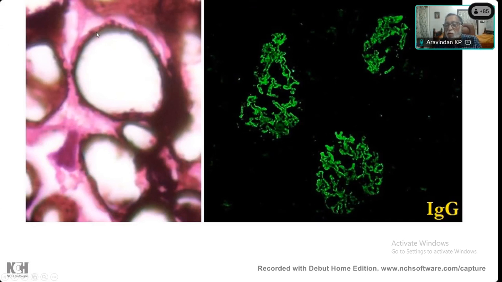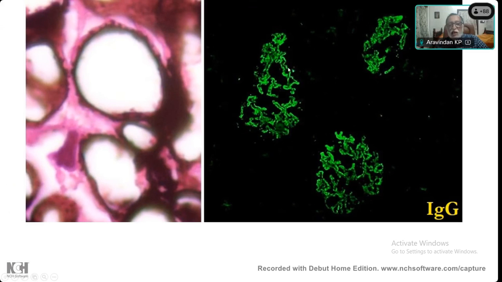Silver stains, the problem is that unless you do it very carefully, it doesn't really come out. All you can make out is the thickening. In all cases, you may not find all the spikes. It is far easier to do an immunofluorescence. And what is the typical pattern of immunofluorescence in this? Well, you can see deposits on the membrane. Yeah. So what is usually positive? Which antibody? IgG positivity.